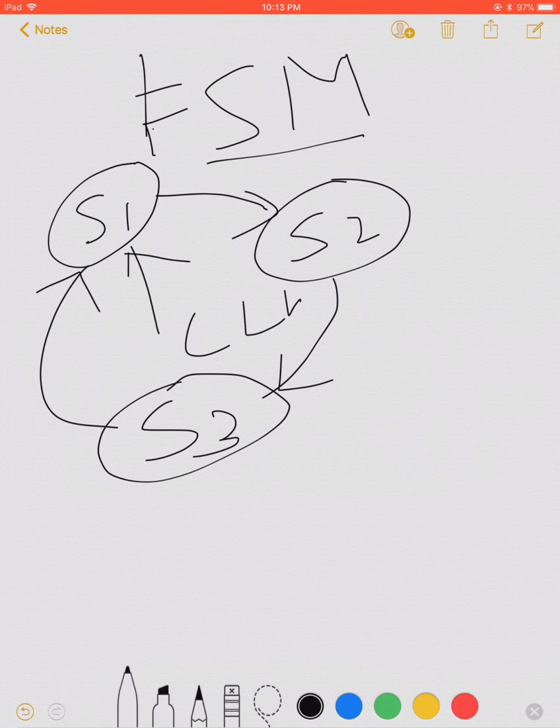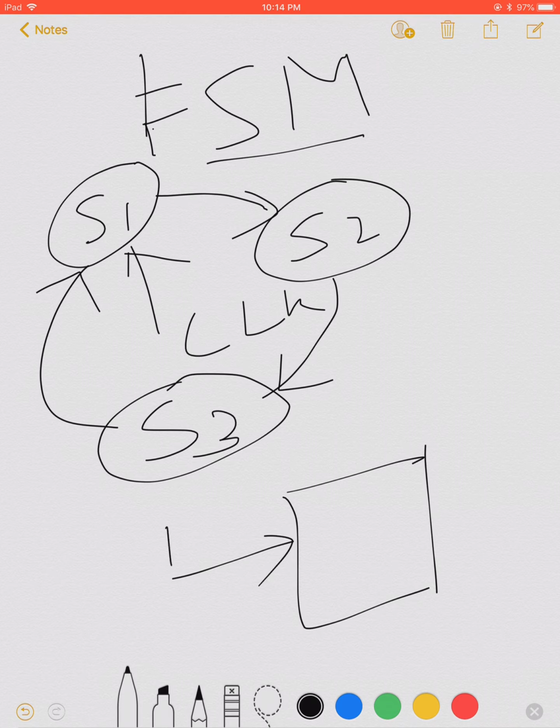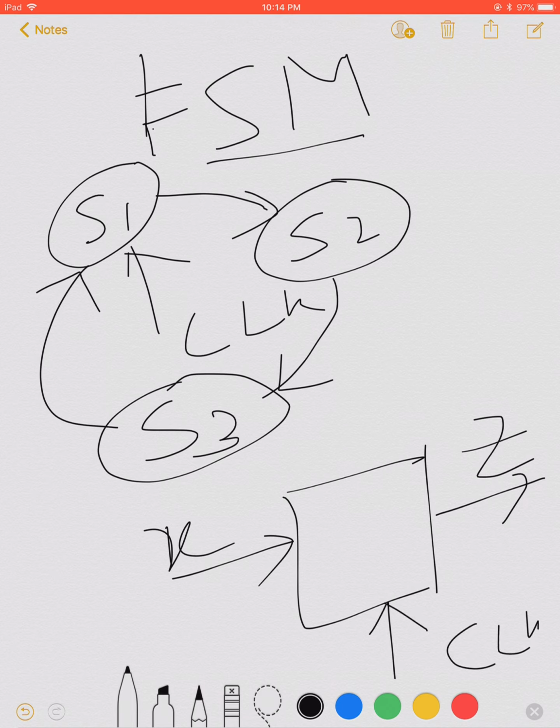The system itself may have some external input, suppose X. It may have some external output Z, but it is always triggered by some clock, and it has some internal states S1, S2 and S3.